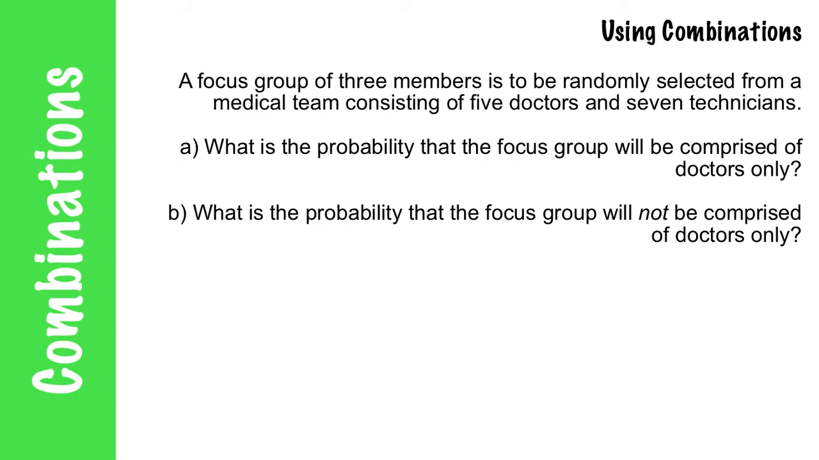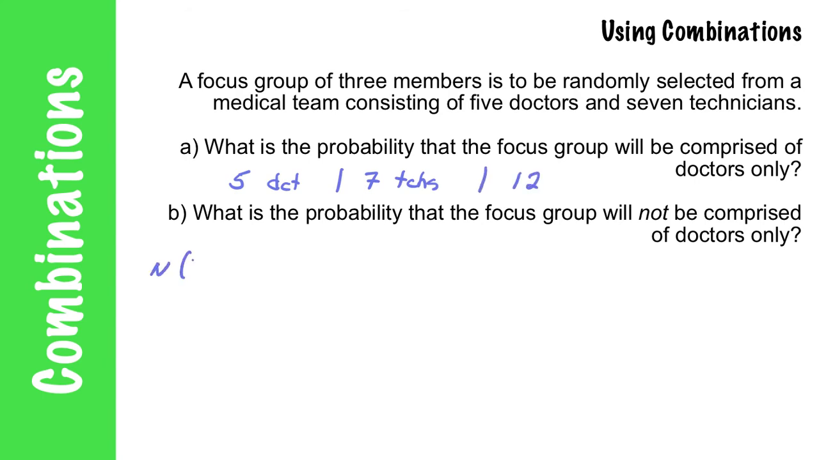Using combinations. A focus group of 3 members is to be randomly selected from a medical team consisting of 5 doctors and 7 technicians. What is the probability that the focus group will be comprised of doctors only? So we have 5 doctors, we have 7 techs, for a total of 12 people.